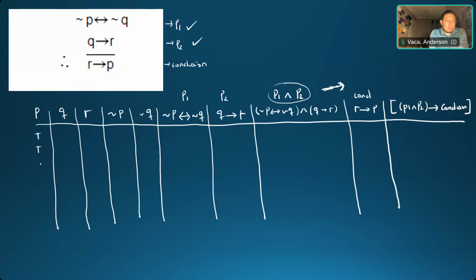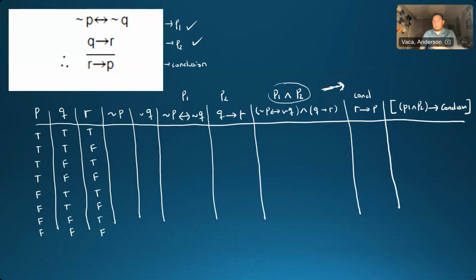True, true, true, true, false, false, false, false. True, true, false, false, true, true, false, false. True, false, true, false, true, false, true, false. Notice that when building up a truth table with 3 variables, it's a little longer, because we're now doing 8 rows rather than just 4 rows, okay?